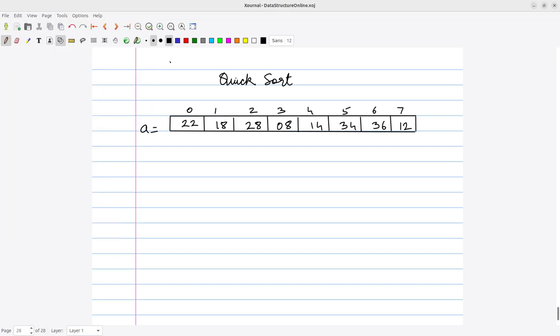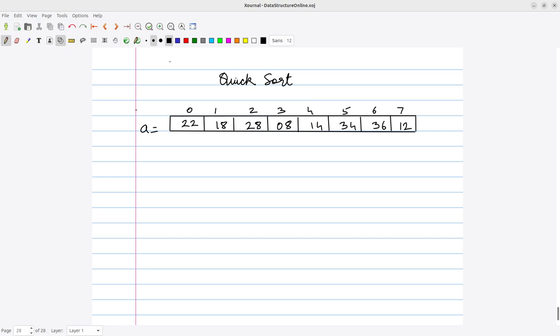Hello everyone. In this session we'll look into another sorting algorithm called the quicksort algorithm. Now this algorithm works on a concept of divide and conquer. Now to understand the meaning of divide and conquer, let us solve this example.